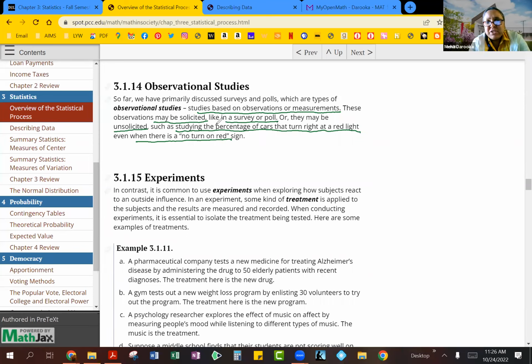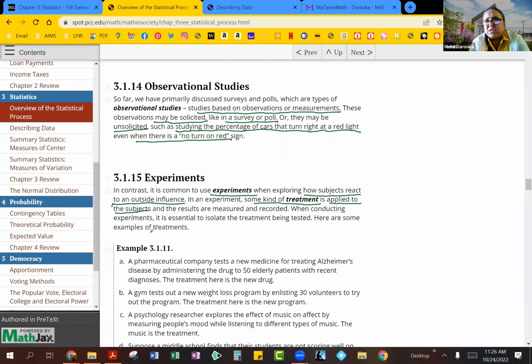In contrast to observational studies, we also have experimental studies. In this case, it is common to use experiments when exploring how subjects react to an outside influence. You can think of it as some kind of treatment that is being applied to the subject. And just keep in mind, it doesn't have to be only humans who are getting treatment.